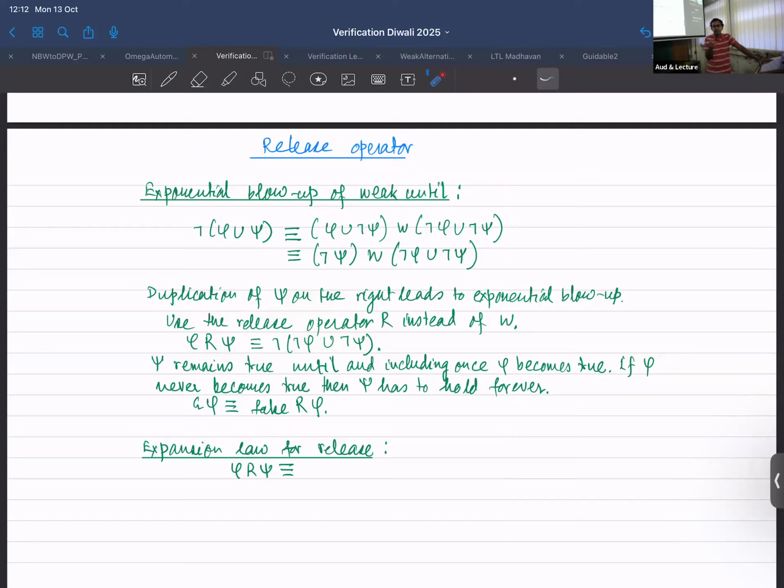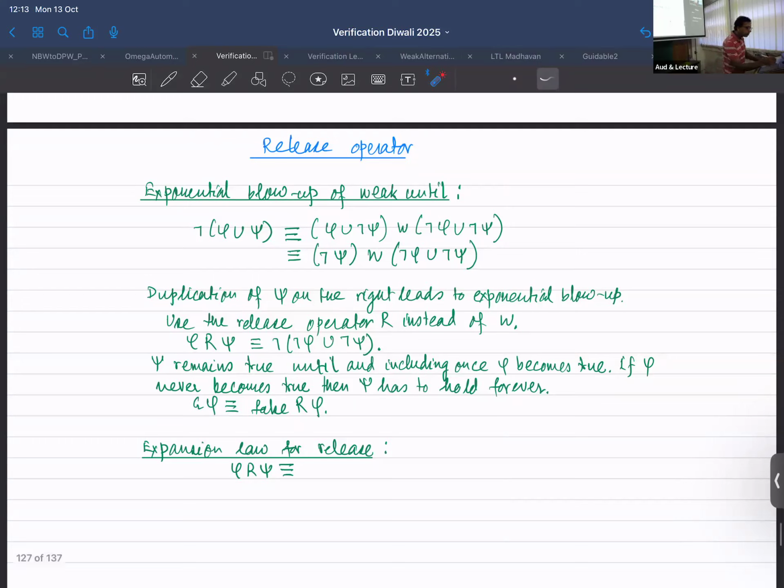It essentially says that psi will continue to hold, and when phi appears, then at that time psi will hold, but psi doesn't need to hold any further. Phi release psi means psi is continuing to hold true, and then phi should hold at a position k where psi is also holding, but beyond that, it's not required for psi to hold anymore. But phi has to hold.